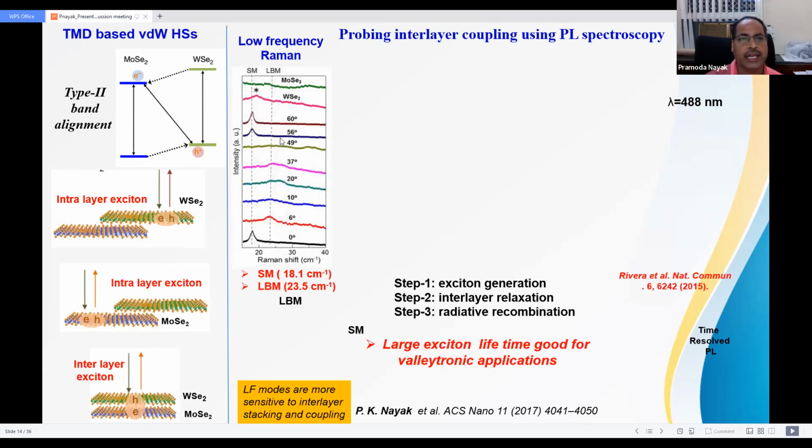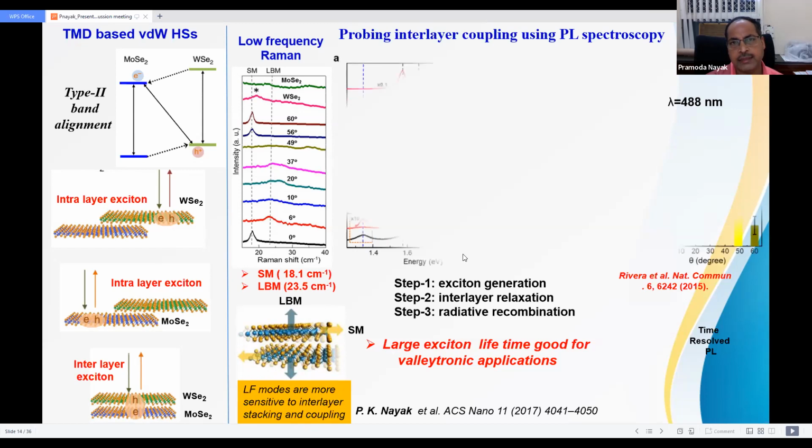in the CVD flakes. And here you can see the low frequency Raman modes. When the angles are close to 0 and 60 degree, you can see the emergence of the shear mode. And when it diverges from the high symmetry stacking configuration to the low symmetry, that is misalignment, then you can see the layers can breathe. This is the layer breathing mode. Similarly, you can say that the low frequency modes are more sensitive to the interlayer stacking as well as the coupling.